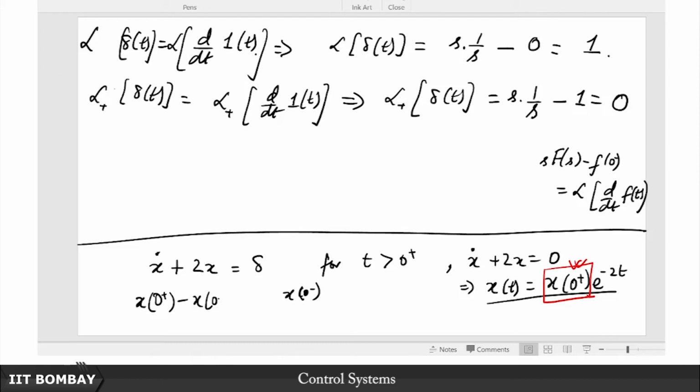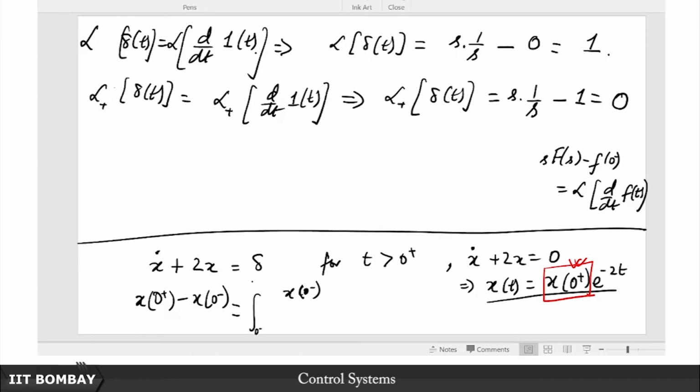So x of 0 plus minus x of 0 minus is equal to nothing but, if I integrate between 0 minus and 0 plus, this delta t. So this is the argument that I have to bring in, and now if someone tells me what the initially relaxed value of x is at t is equal to 0 minus, using this integration, this turns out to be nothing but, it is just 1.